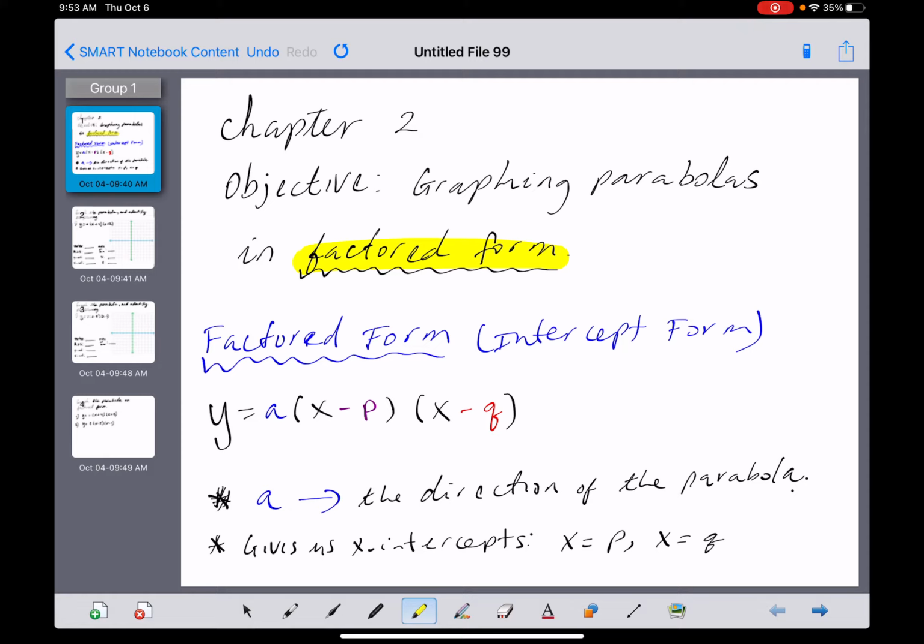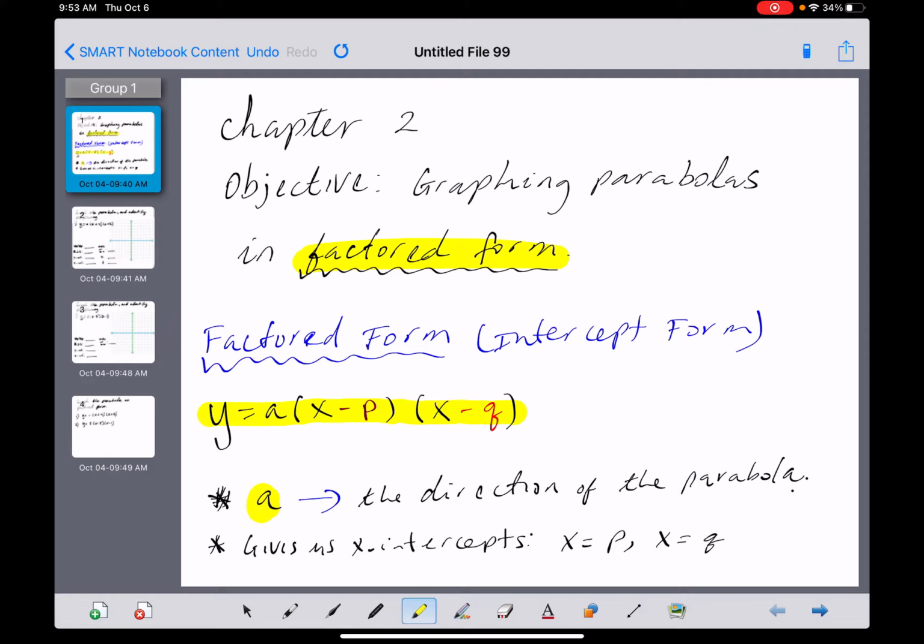In factor form, the equation looks like this: y equals a times (x minus p) times (x minus q). And a tells you the direction of the parabola. If a is positive, it's opening up. If a is negative, it's going to open down.